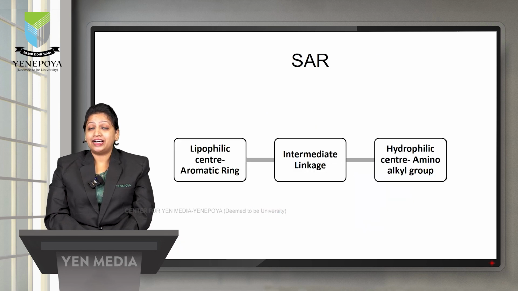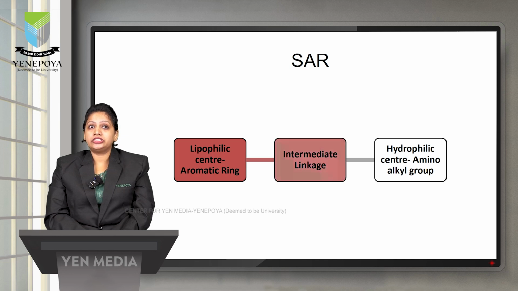Coming to the SAR, which is the important factor which helps us in designing the new drug molecule. So the SAR of the local anesthetic can be studied in three ways, focusing on the three main targets of the drug. The first one is the lipophilic center, which basically consists of the aromatic ring. This provides the lipophilicity and helps the drug to penetrate the lipid-rich nerve membrane.